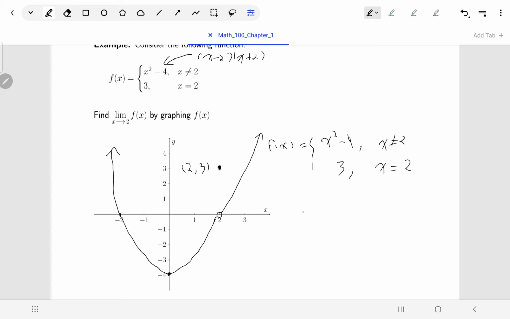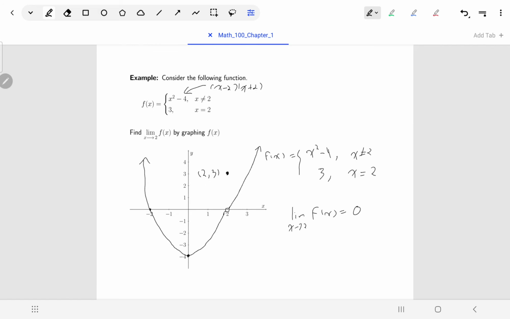I would say for this that the limit as x approaches 2 for our function happens to be 0, because as we approach 2 from the left and as we approach 2 from the right, the y values are getting closer and closer and closer to 0. The fact that the y value at 2 is 3 is irrelevant to us.